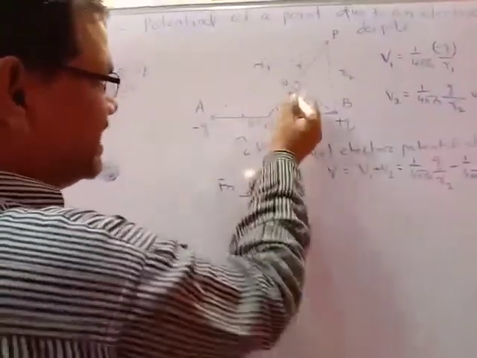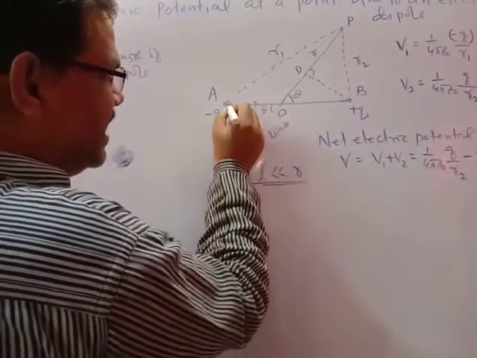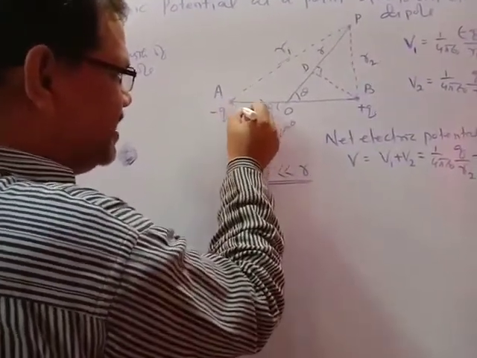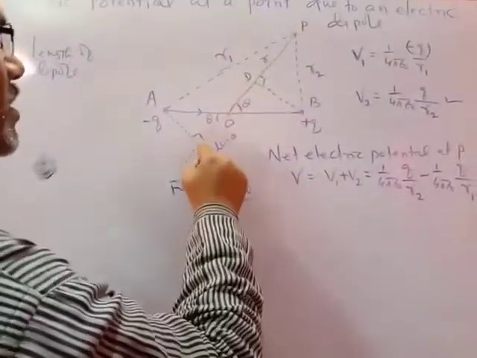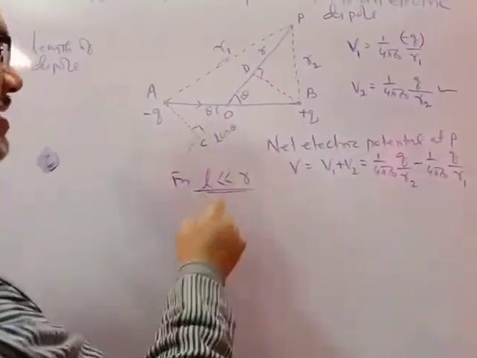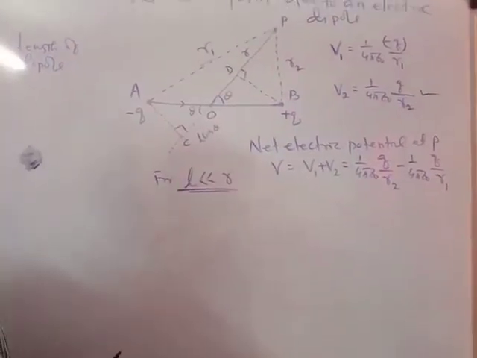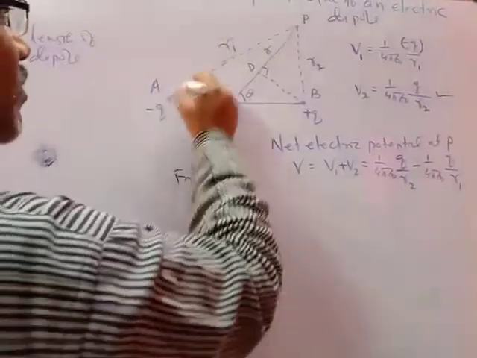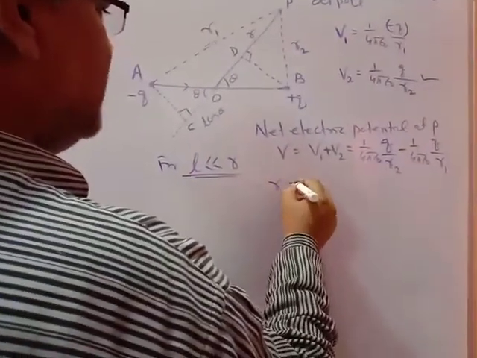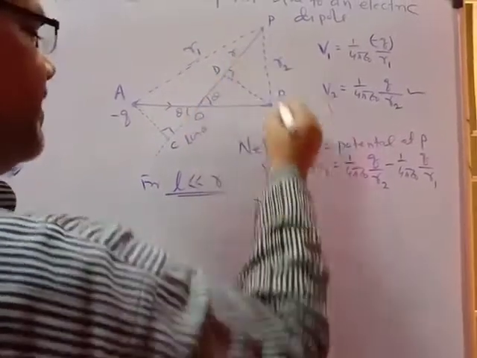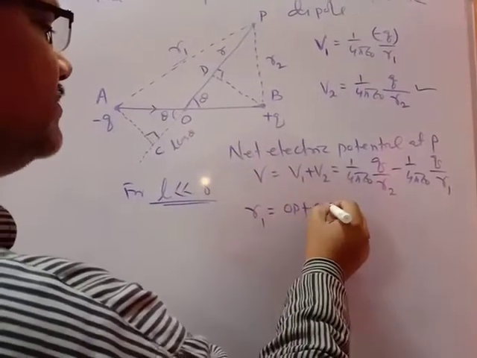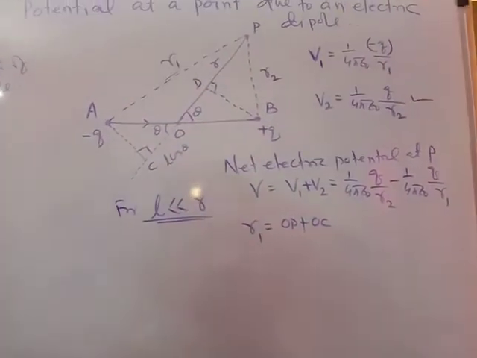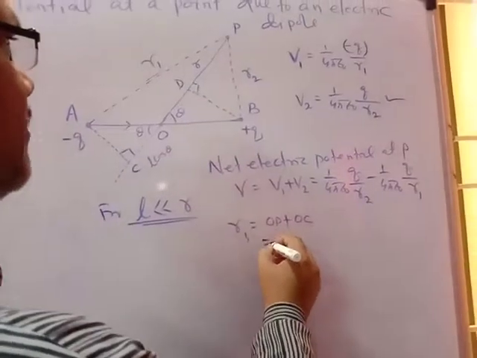So what will happen? It is extended up to C, and a perpendicular from A to C is drawn here. So in this case, AP will be equal to CP, and it will be possible whenever l is very, very less than r. So what will happen? What will be R1? R1 will be equal to OP plus OC. So what will be OP? OP equal to r.